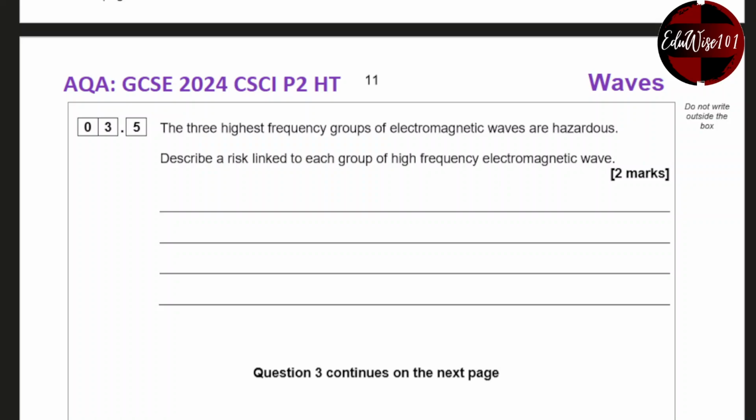The three highest frequency groups of electromagnetic waves are hazardous. Describe a risk linked to each group of high frequency electromagnetic wave. So the three highest frequency groups are UV, X-ray, and gamma. So you need to identify all three of these for a mark, and then you need to describe a risk linked to each group.